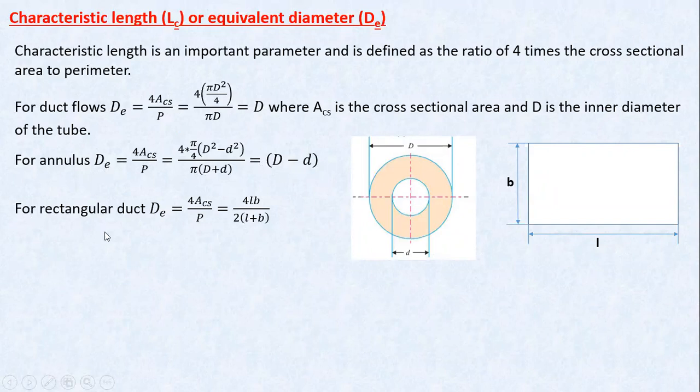Now, again for a rectangular duct, DE will be equal to 4 times the cross-sectional area by P. That will be equal to 4 times the cross-sectional area, which is length into breadth, divided by the perimeter. Perimeter is nothing but the sum of the sides. So it will be 2 times the breadth plus length.